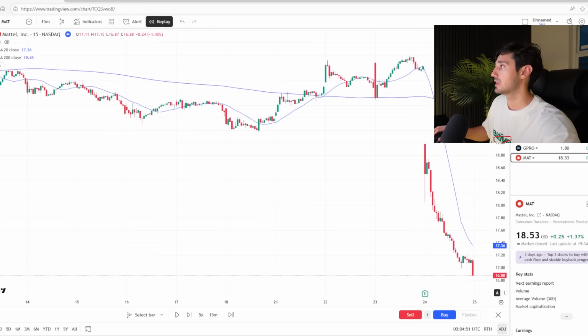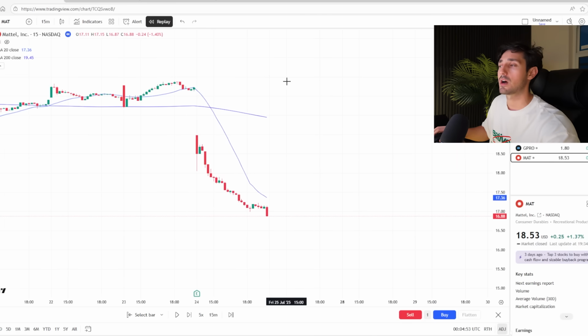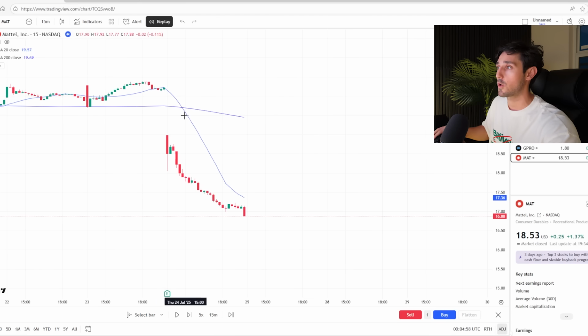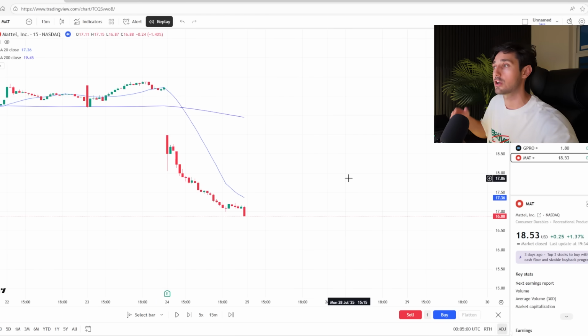Even if we look at the 15, right? It's usually better to look at the smaller time frames for your entries into these day trades, but even on the 15, the 20 MA is over price, trending lower, confirming that bearish downtrend.